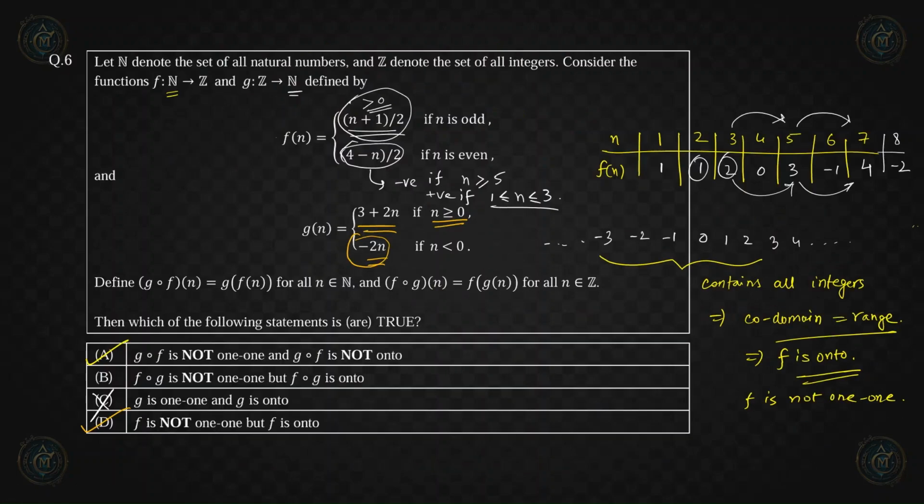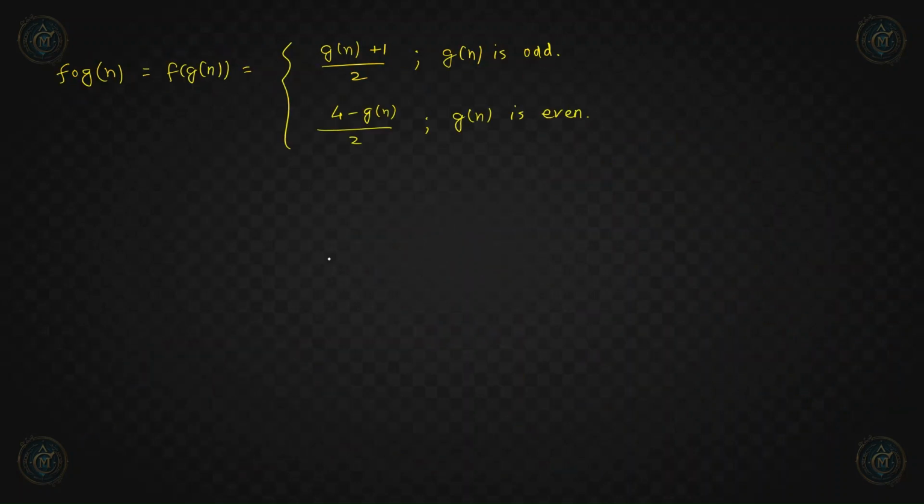So gn, if we look here, for n greater than or equal to 0, this function is definitely giving some odd value. 3 plus 2n will definitely be an odd number. We just discussed that even plus odd is always odd. But for n less than 0, this will always be an even number. So gn is odd means n is greater than or equal to 0, and gn is even means n is less than 0.